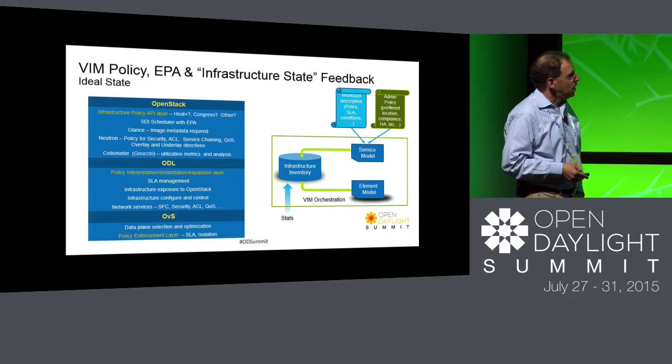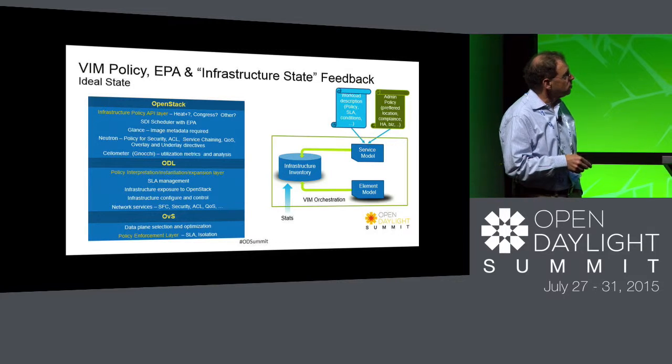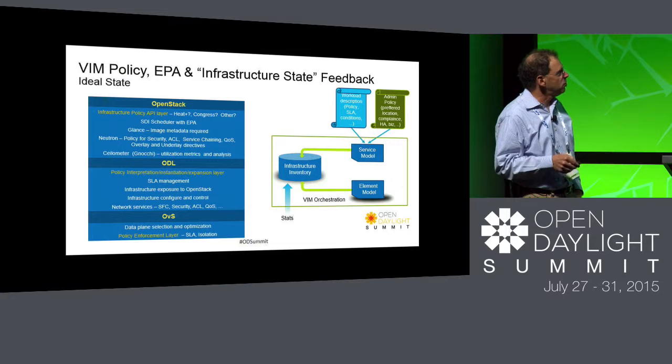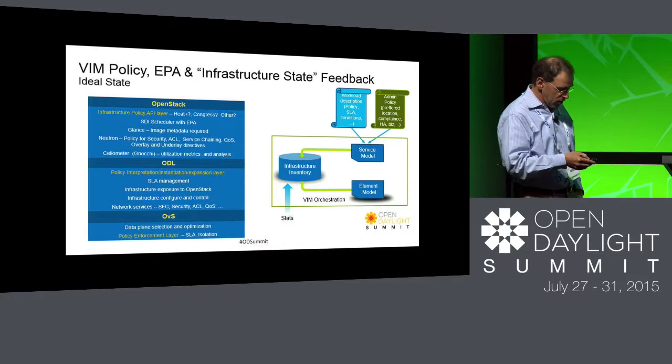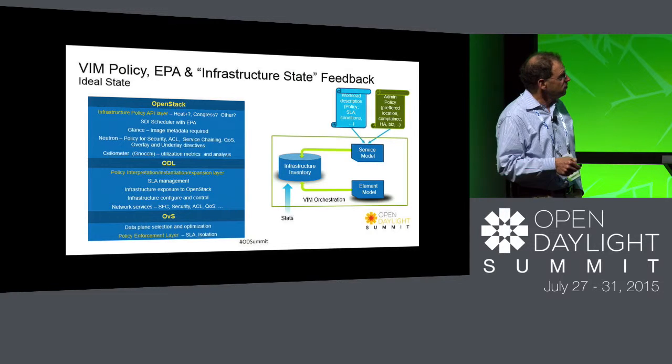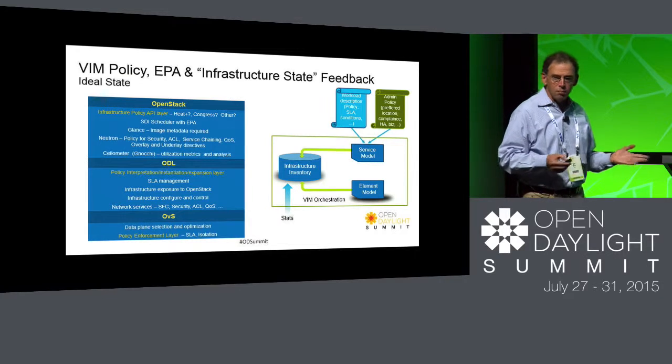So if we want to talk about the ideal state, before we get into a specific example of a policy, there are many things that we may need to change in an existing reference. For the case of this talk, I'm referring to OpenStack, OpenDaylight, and OpenVSwitch. We may want to develop as an industry a policy API layer.